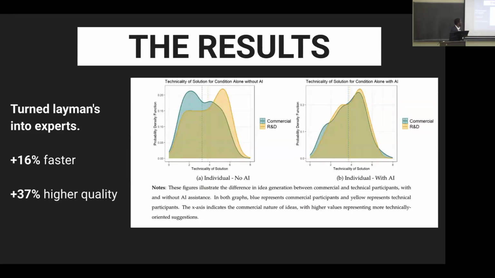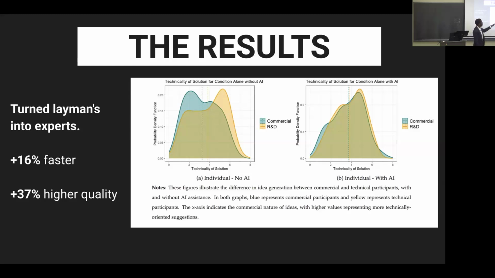So the results that we saw here was, and I'll talk through this graphic because it's a little bit complex, but there's 2 images that you see on the screen. The left image shows an individual who was using no AI answering these questions. And within those groups of individuals, there's 2 types of individuals. There's the commercial experts and there's the R&D experts. And this is a graph looking at how technical was their solution, right? So it makes sense if you look at the graph that the commercial experts had on average a less technical solution than the R&D experts, where their expertise is in technology, right?